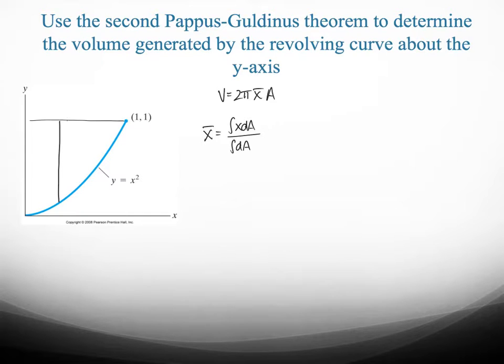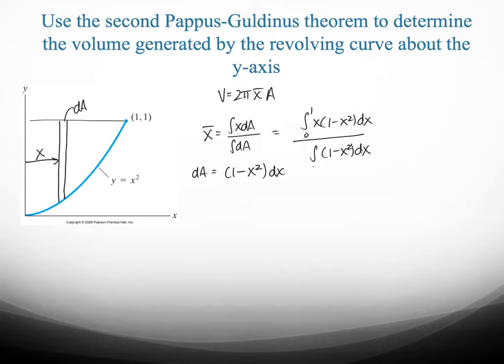So we're going to take vertical strips at some distance x, and this is going to be our dA. So our dA is going to be written as 1 minus x squared as the height, and it's dx units wide. Putting this into my integral, I have x times 1 minus x squared dx, x goes from 0 to 1, over the bottom is just 1 minus x squared dx from 0 to 1. And so the top is integrating x minus x cubed dx from 0 to 1.